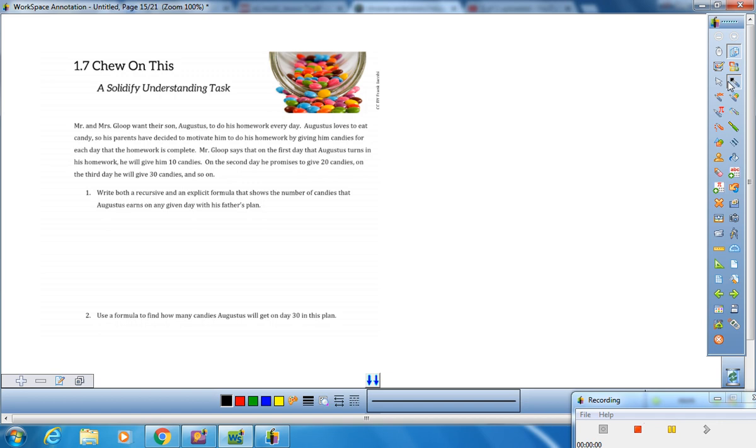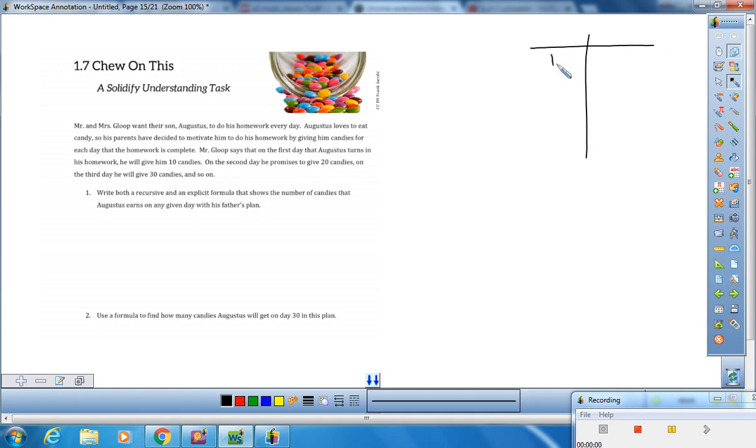If you haven't already read the first paragraph, go ahead and pause the video and read your PDF or your paper or the video. So we're going to want both a recursive and an explicit formula. I think that in order to help us here, we're going to want to put this as a table.